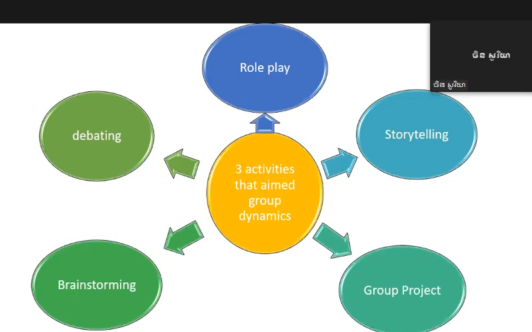Group projects are also a good one. We can give a group project for the long term, not only one or two hours. It could be three weeks or one week. This is the group project.